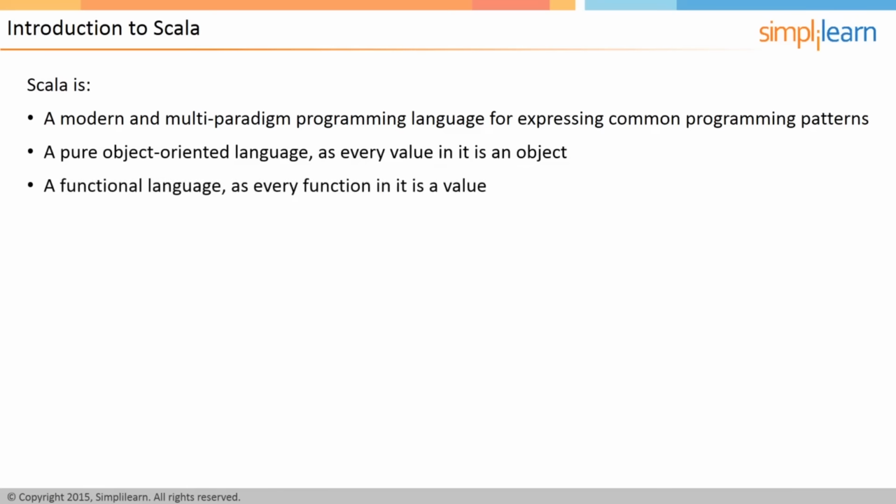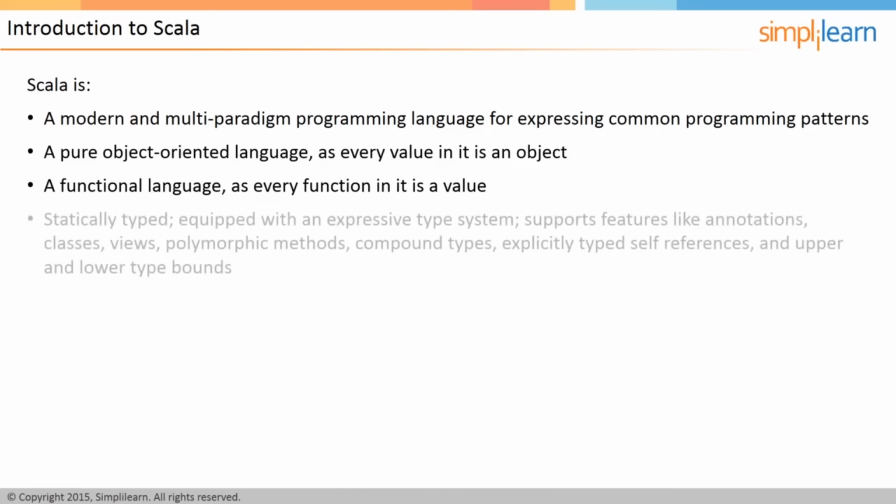In addition, Scala is statically typed, being empowered with an expressive type system. The system enforces the use of abstractions in a coherent and safe way. To be particular, this system supports various features like annotations, classes, views, polymorphic methods, compound types, explicitly typed self-references, and upper and lower type bounds.